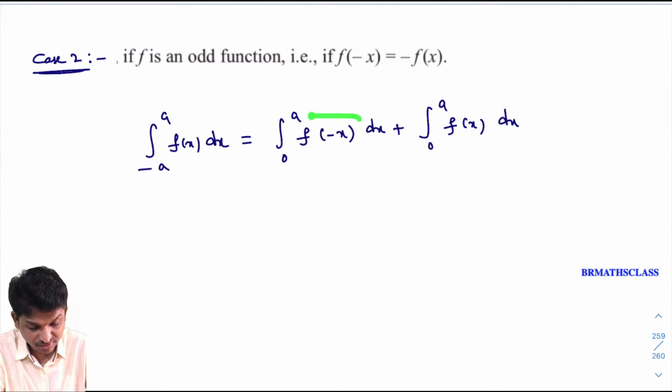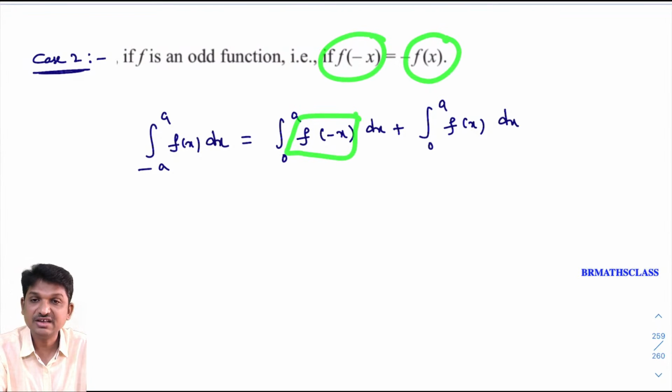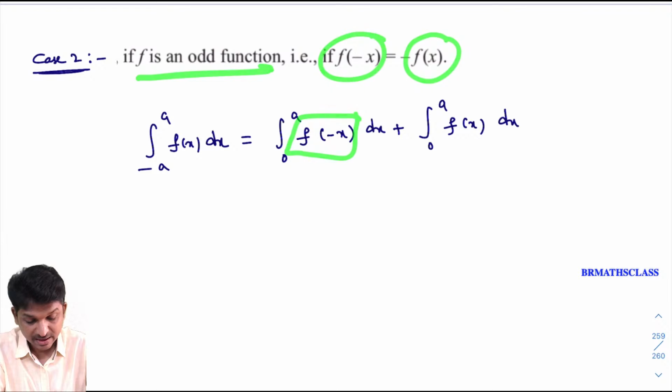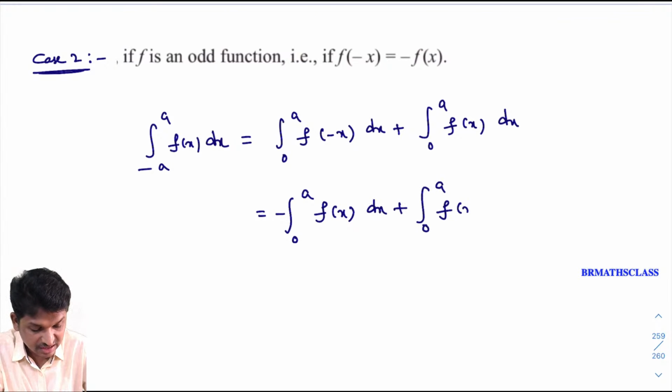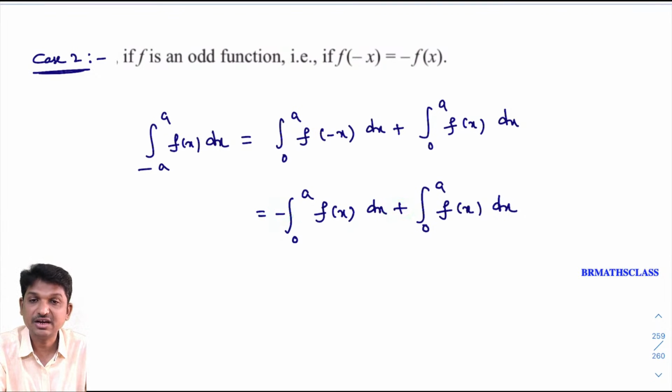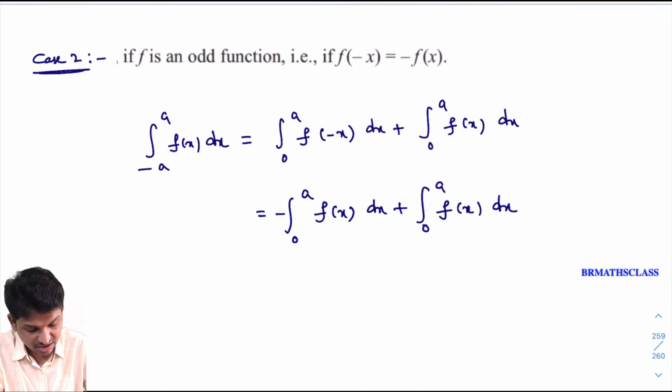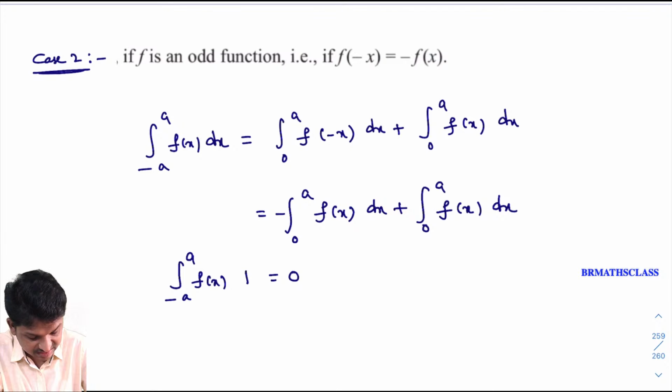In this, wherever f of minus x is there, I can write minus f of x, because this is the case of an odd function. Odd function means f of minus x is minus f of x. So in this formula, integral of 0 to a, in place of f of minus x, I'll write minus f of x dx plus integral of 0 to a f of x dx. Look here, both are the same but have opposite signs. This has a negative sign, this has a plus sign. That means these two will cancel. It will become 0. So the integral of minus a to a f of x dx is 0.